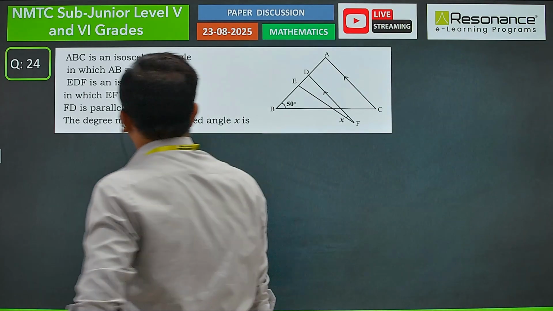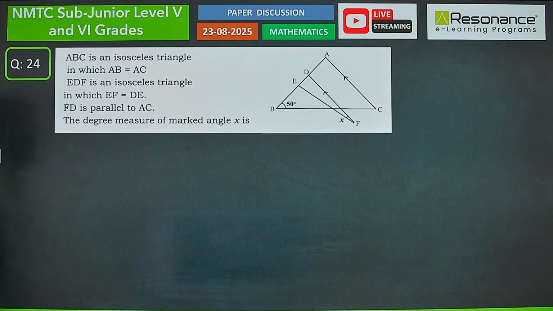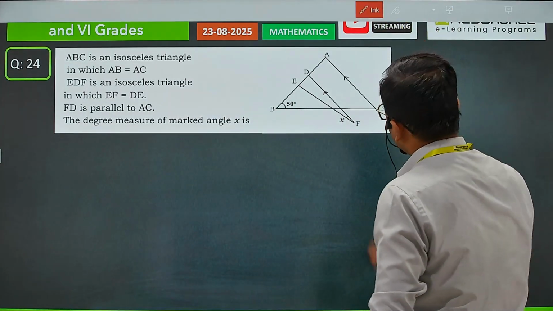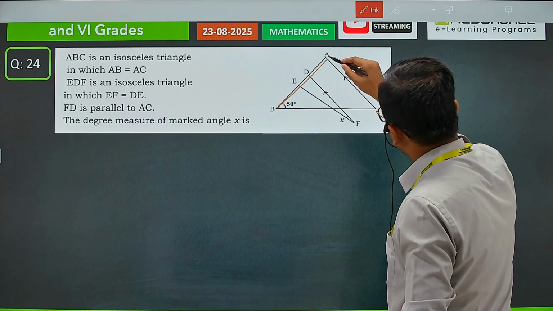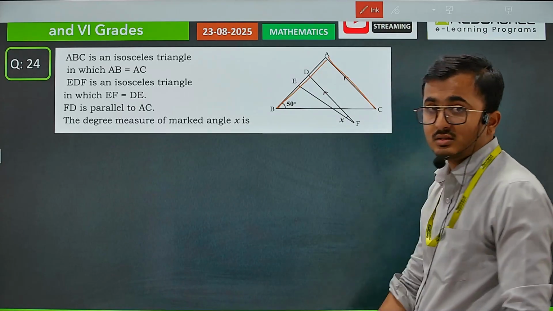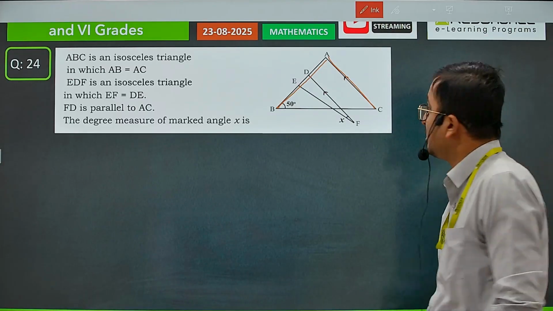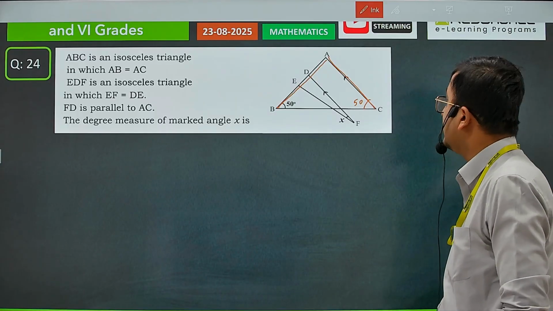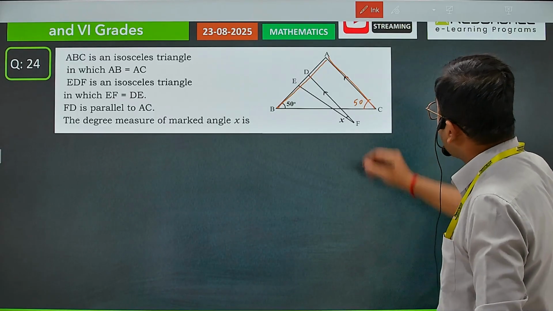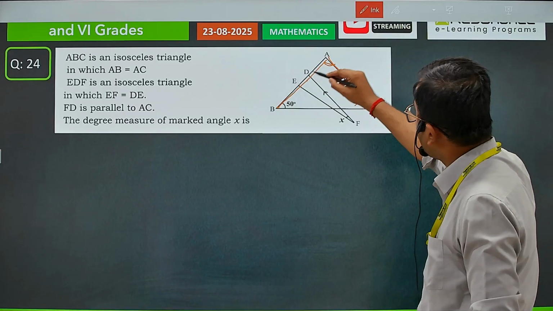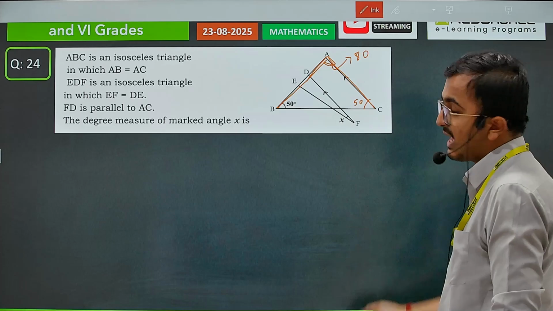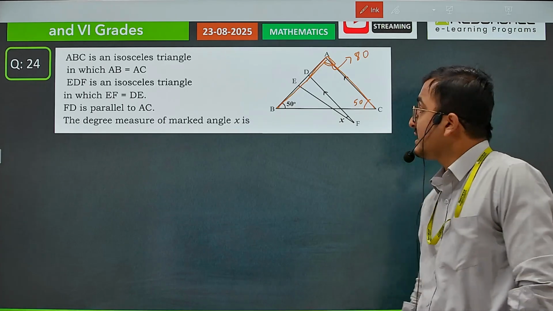ABC is an isosceles triangle, where AB, that is this particular length, is equal to this particular length. These two lengths are equal, given in the question. Therefore this angle is also 50, isosceles triangle property. So I can find this angle. 50, 50, 100. So this angle becomes 80, by angle sum property.